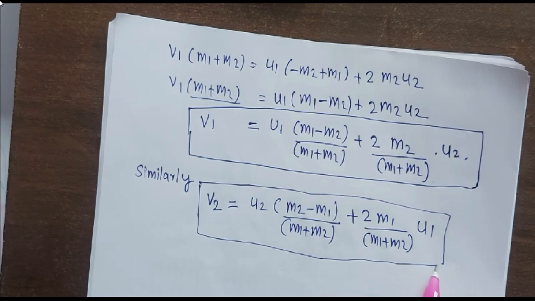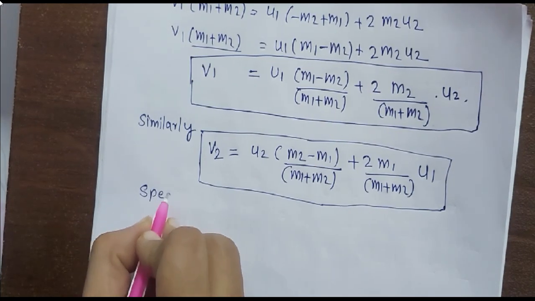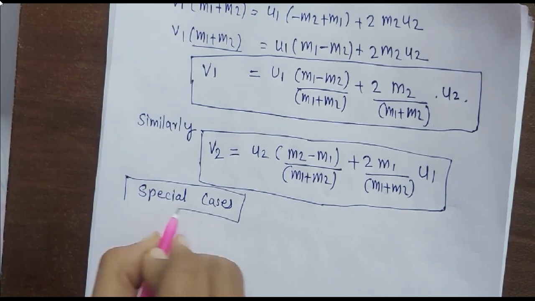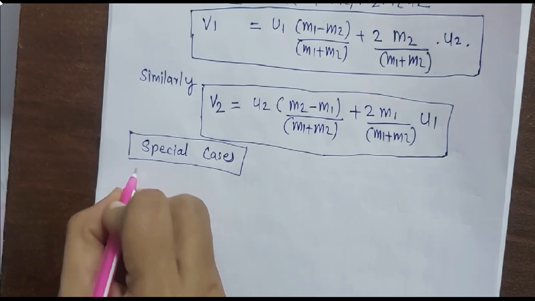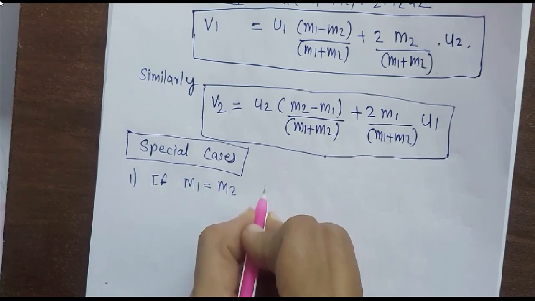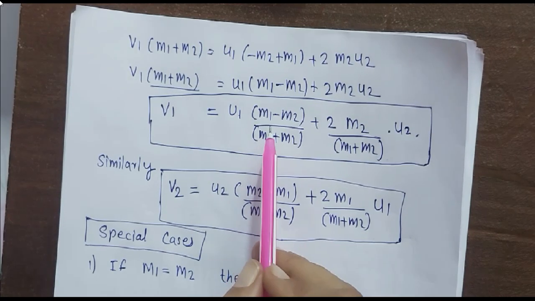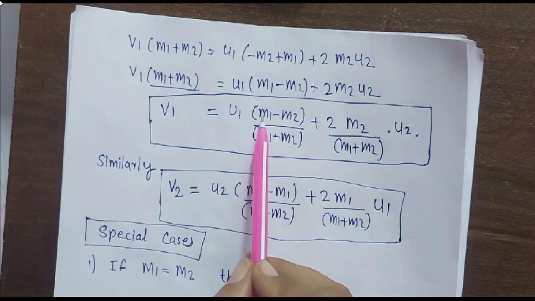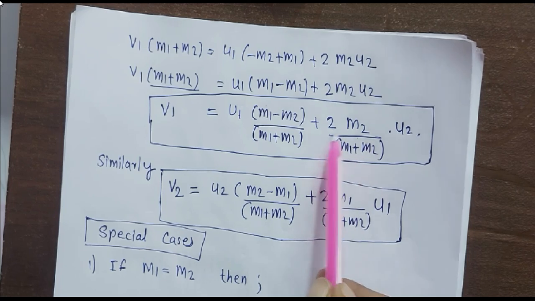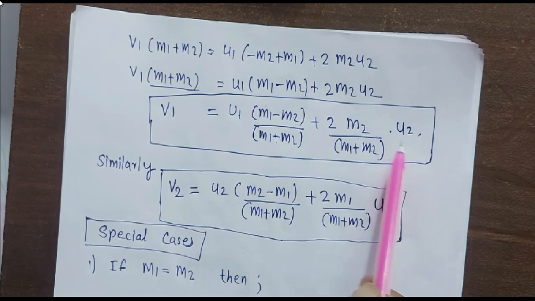Now we will see the cases. Case 1, special cases. If m1 is equal to m2, then what will happen? If mass becomes same, this will be 0, we will remain with this, so this is 2m2 upon again 2m2, this will cancel, we are remaining with u2 only.